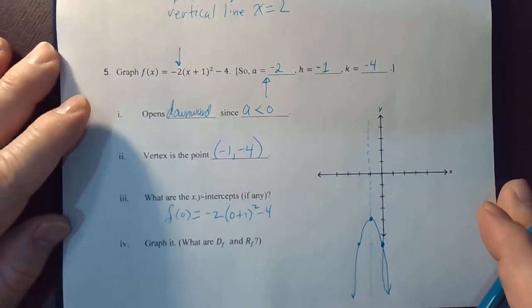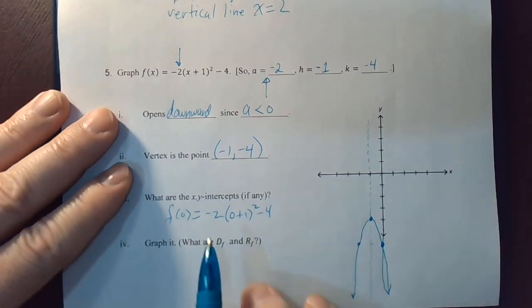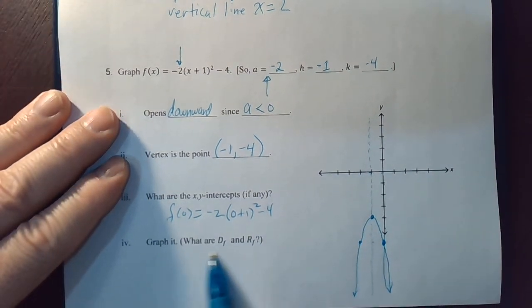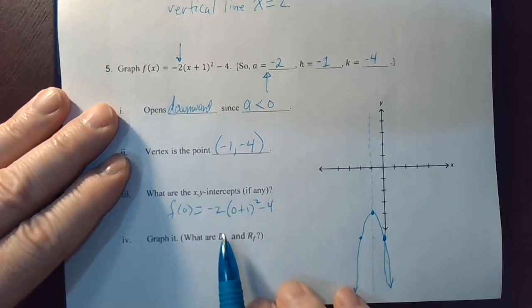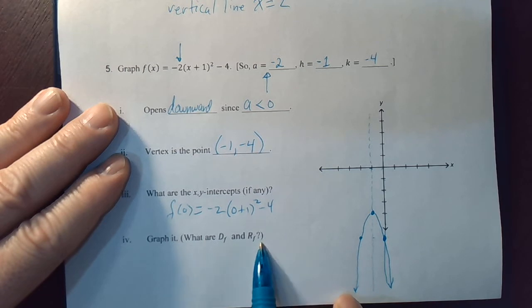Now, before we finish this, I forgot to do this on the previous one, but let's do this one first and then we'll go back to the previous example. We graphed it, but what are this and this? Domain of the function f and the range of the function f.